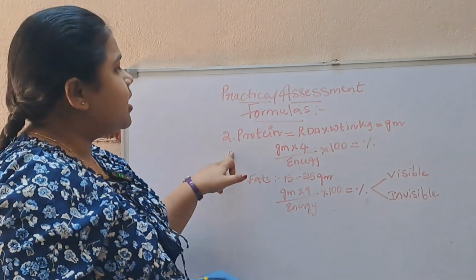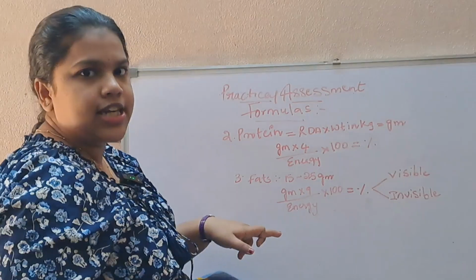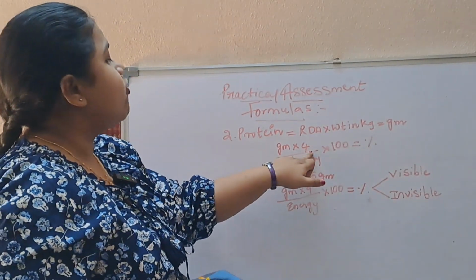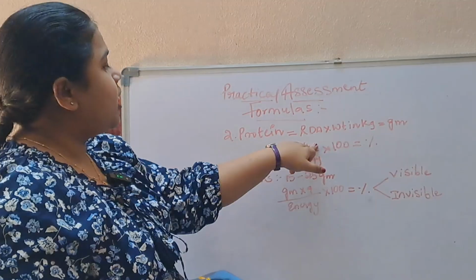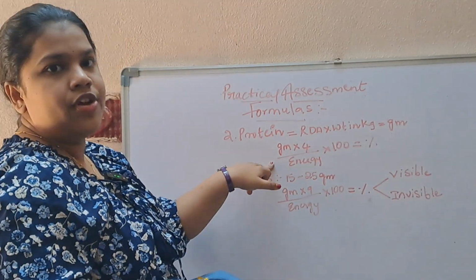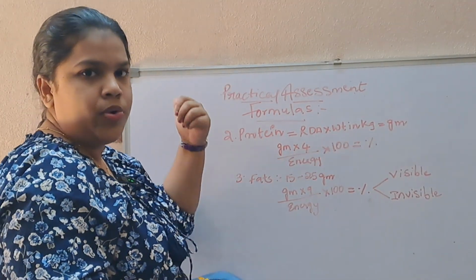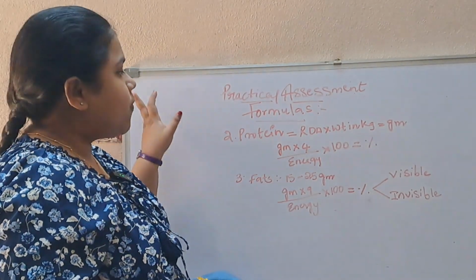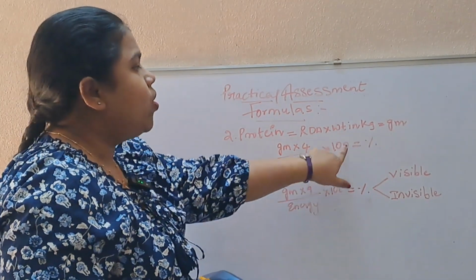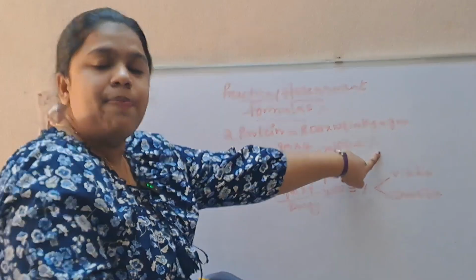One gram of protein is equal to 4 calories, right? So that is why we are taking 4 here: grams into 4 calories by energy. The energy we will get in the first one by doing the hospitalized calculation or Harris-Benedict equation. Then multiply that answer by 100, and we will get the percentage.